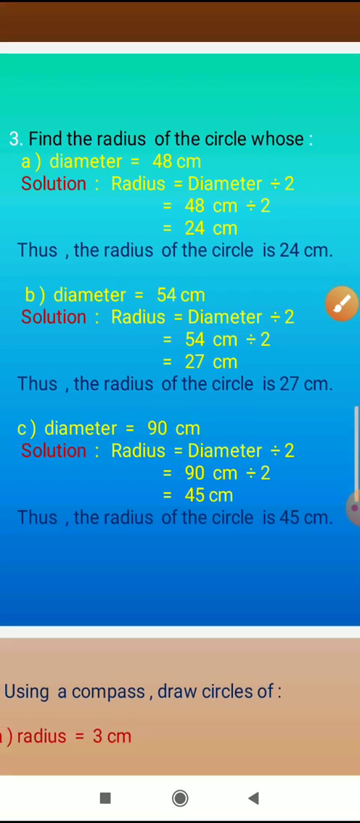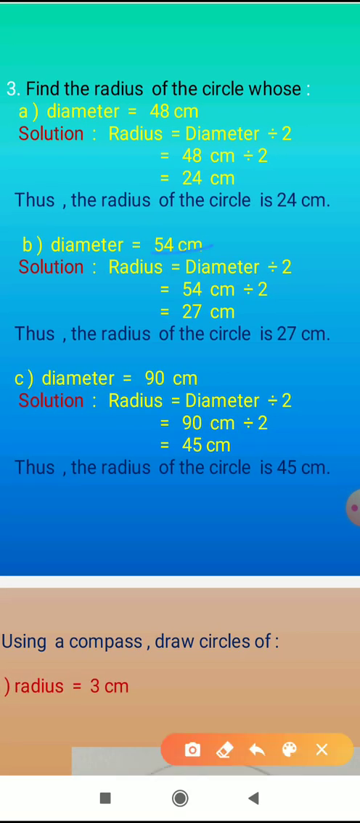Next example, diameter is given 54 centimeter. See its solution. Radius is equal to diameter divided by 2. Here diameter is 54 centimeter. So we divide 54 by 2.